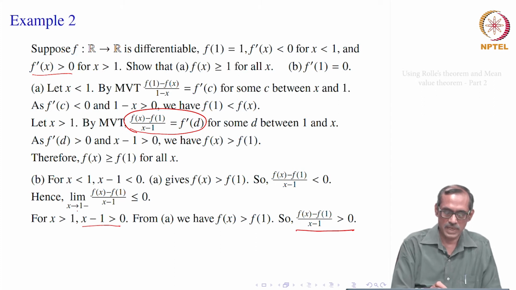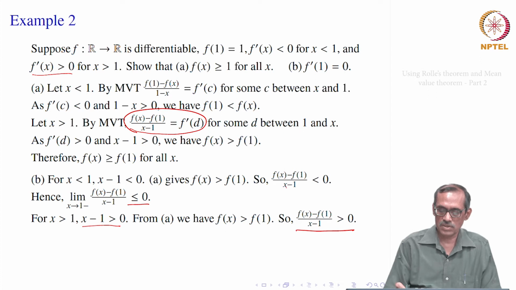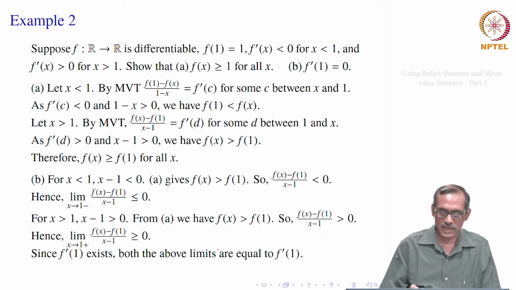So, now let us look at this. If you take the limit as x goes to 1 from the left of f of x minus f of 1 by x minus 1, it is less than or equal to 0, because for all x smaller than 1 that ratio is negative. So, in the limit it can be equal to 0. So, it is less than or equal to 0. And if you take the right hand limit, the same ratio with x going to 1 from the positive side, f x minus f 1 by x minus 1, that is greater than or equal to 0.